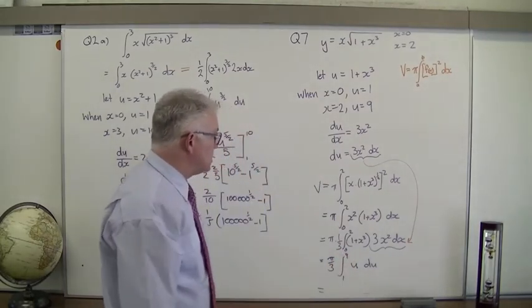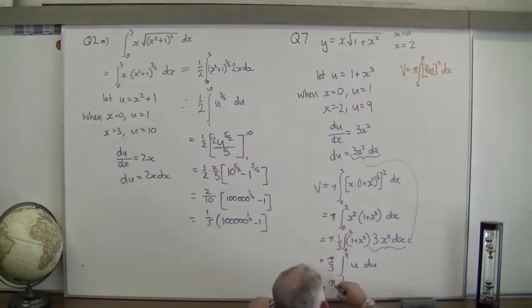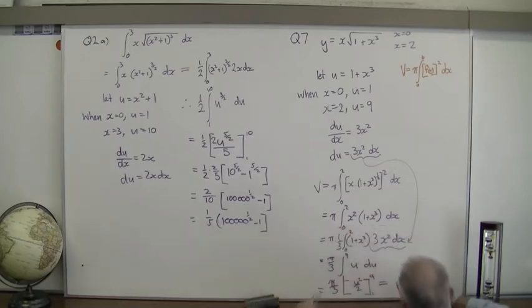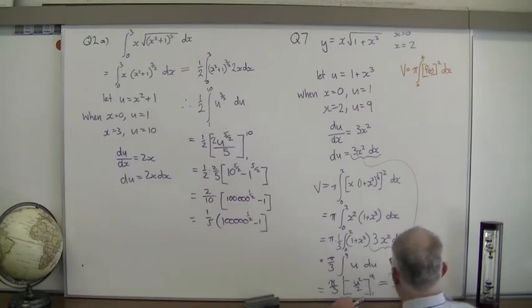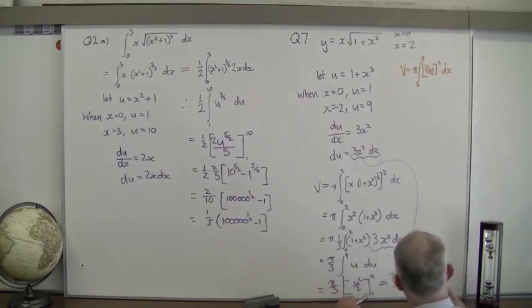And that is probably one of the simplest integrations that you'll ever have to do. That'll be pi on 3 outside of u squared on 2 with the limits of 1 to 9. Sorry that I've run out of space here a little bit. So we'll have pi on 3 outside of 81 minus 1 on 2, which in the end will give us 40 pi on 3. Have I done that right? Yep, 9 squared is 81. 81 minus 1 is 80. 80 on 2 is 40. So the answer is 40 pi on 3.